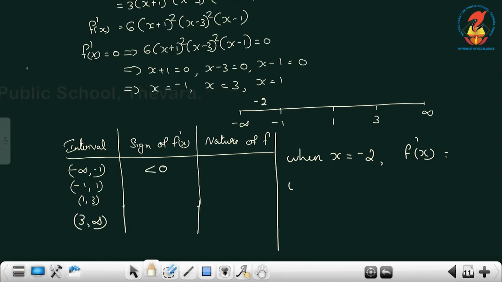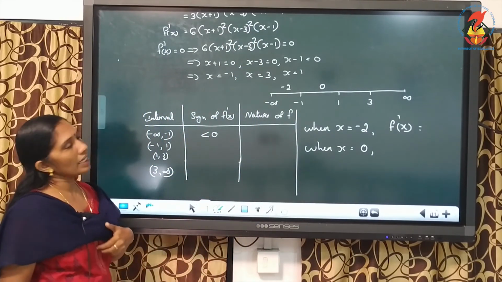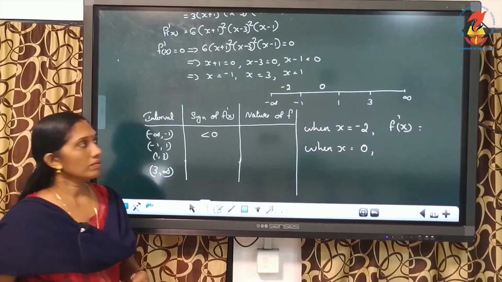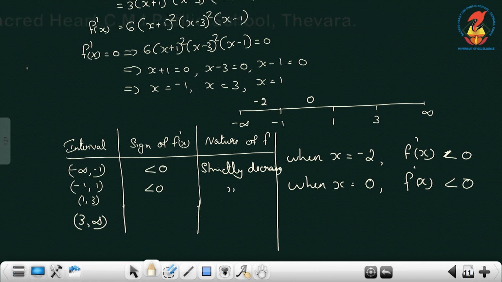Now the next interval, minus 1 to 1, I can take 0. Put x is equal to 0. So f dash x is negative. That is also negative. Here I didn't write negative. That is also negative. Negative means strictly decreasing. And here also strictly decreasing.